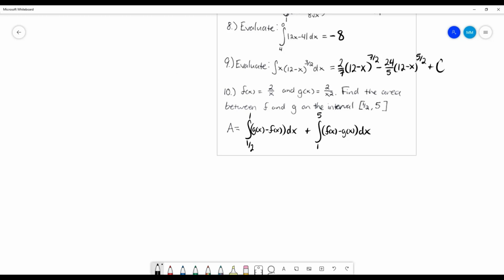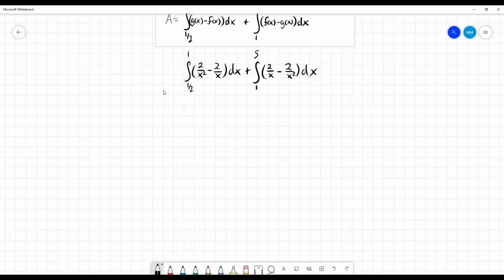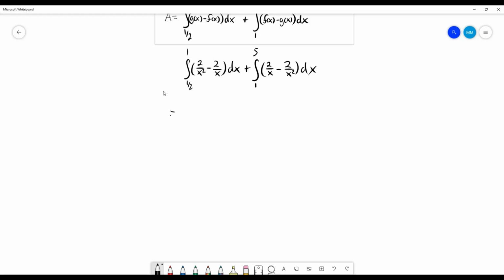Okay. Now, so it's going to be the integral from 1/2 to 1 of 2 over x squared minus 2 over x dx plus the integral from 1 to 5 of 2 over x minus 2 over x squared dx. Of course, for this part, it's just power rule. So it's going to be taking the integral. That's the same thing as 2 times x to the negative 2. So I'm going to add 1 to the power, so it's going to turn into 2 times x to the negative 1. And of course, we divide by that, so that becomes negative 2 times x to the negative 1, or negative 2 over x.